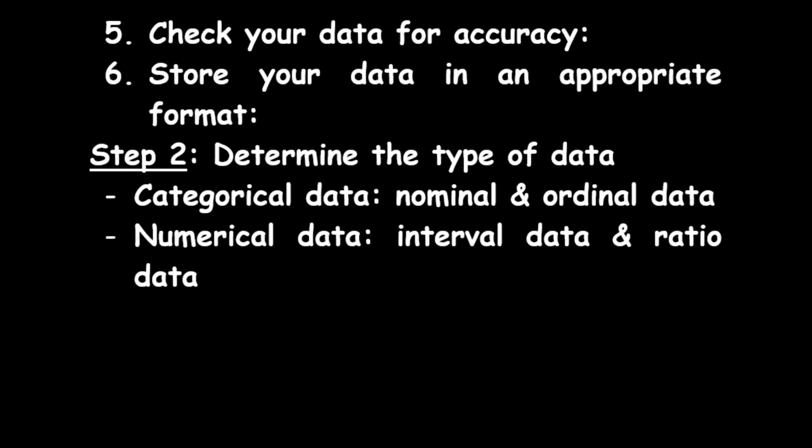Interval data are numerical data where the distances between numbers have meaning, but the zero has no real meaning. Examples of interval data include temperature measured in Celsius or Fahrenheit, whereas ratio data are numerical data where the distances between data and the 0 point have real meaning. Examples of ratio data include height, weight, salary, and age.